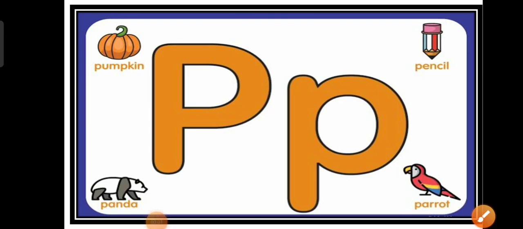Children, we have done with letter P. Revise the sound. Trace the letter by saying the sound. Post the images in Google Classroom.